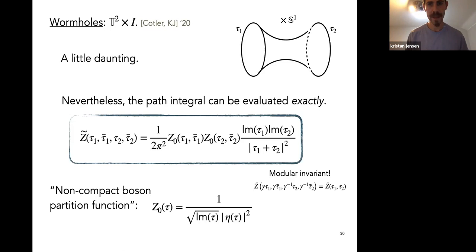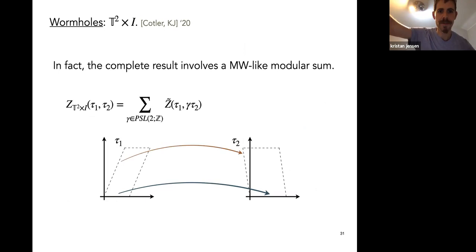I said it's almost the whole result. The whole result is: you take this configuration where the spatial cycle of one thing is mapped to the spatial cycle of the other, the temporal circle is mapped to the temporal circle, and to allow for any possible twist, Dehn twist, of a torus on one boundary relative to the other. In other words, if you allow for this configuration, you should allow for another one where space is mapped to time and time is mapped to space, and all possible other permutations. Those permutations are indexed by a modular transformation, an element of PSL(2,Z), and one simply sums over these relative modular transformations.